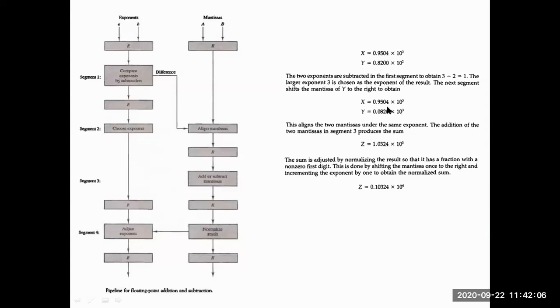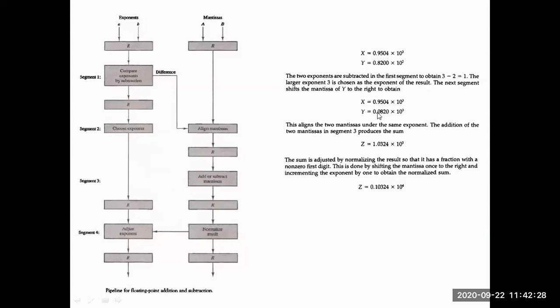Now that we have done this, it is called alignment of mantissas. Here and here you can see the mantissa has been aligned. Why do we do this alignment? To get the exponents in the same category. This is 3, and this is also now 3.